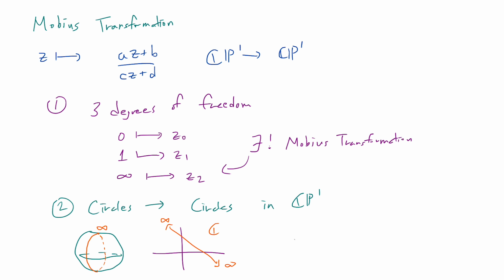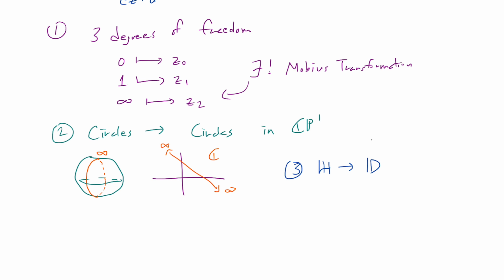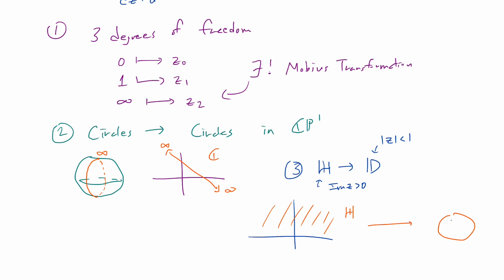And the final thing I want to mention is that there is a pretty special Möbius transformation that maps the half plane to the unit disk. So again, this is absolute value of z less than 1. And by half plane, what I mean is imaginary part of z greater than 0. So I'm talking about this part right here. This is the half plane. And there is a Möbius transformation that maps this to just the unit disk.